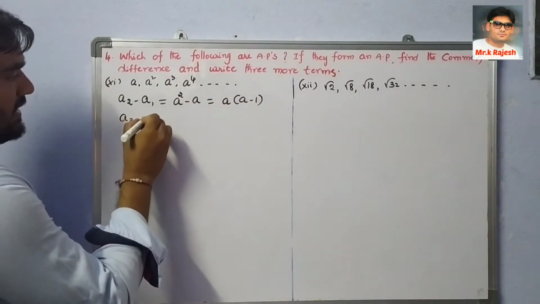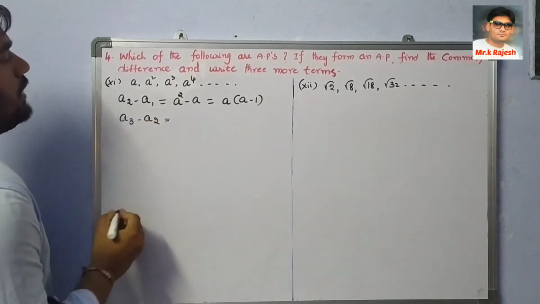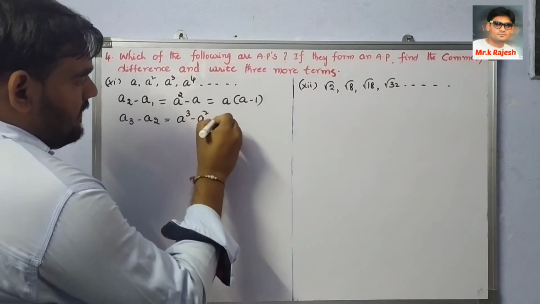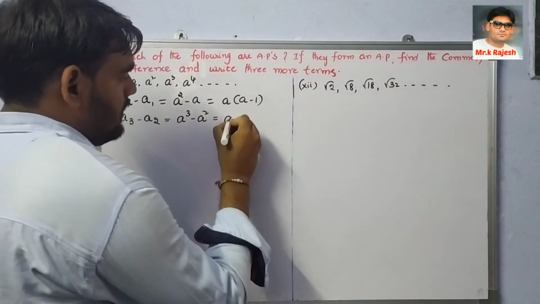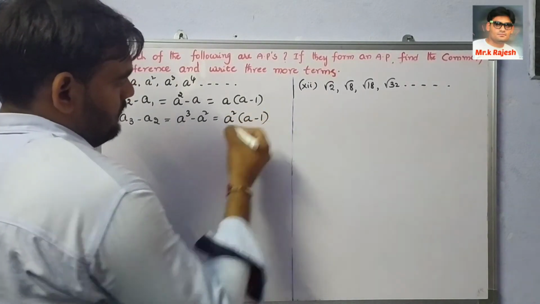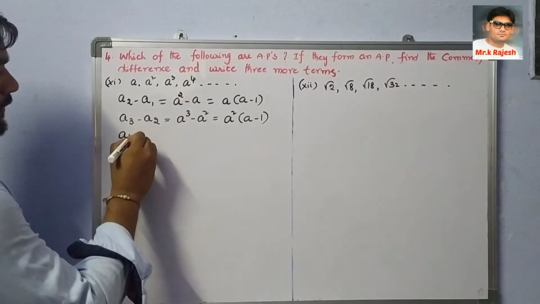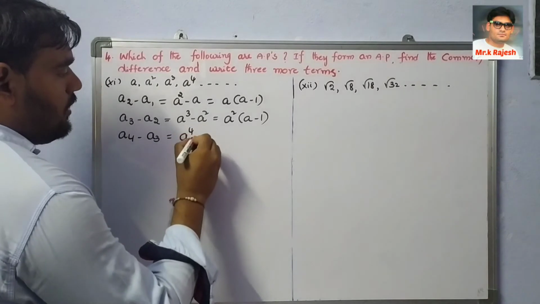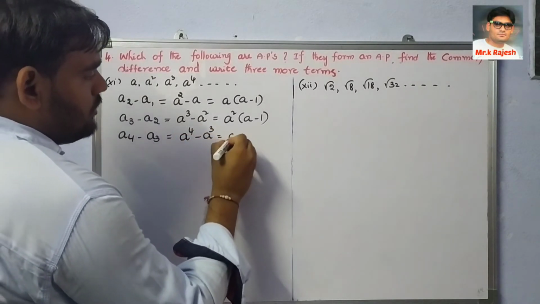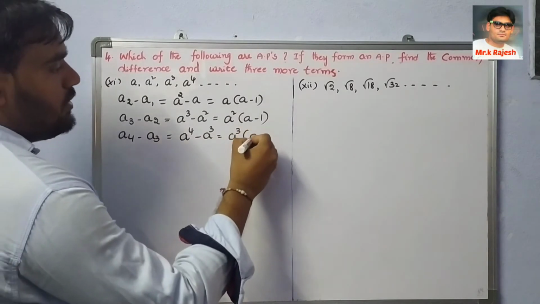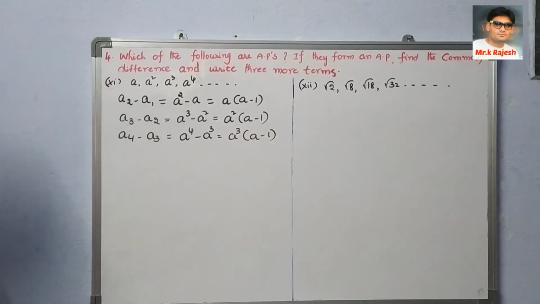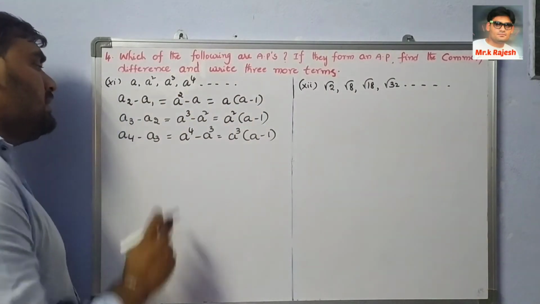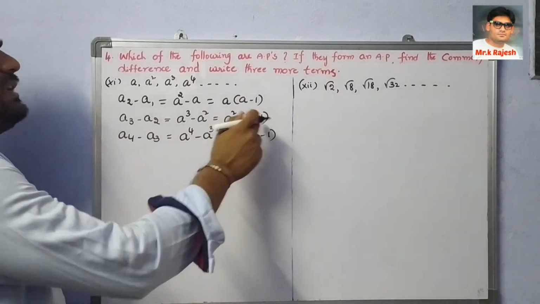Next, A3 minus A2 is equal to a cube minus a square. This can be written as a square into a minus 1. Next, A4 minus A3 we need to write. A4 value is a to the power of 4 minus a cube, which can be written as a cube into a minus 1. See here, A2 minus A1 value is a into a minus 1. A3 minus A2 value is a square into a minus 1.